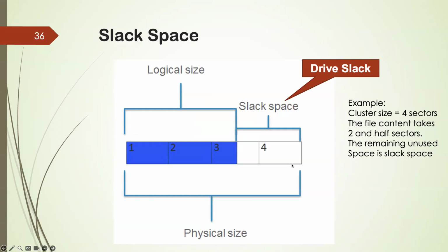This is another example. Just imagine in this particular example we have cluster size equal to 4 sectors. The minimum physical space that the file system will allocate to one file is one cluster, which is 4 sectors. Maybe the actual data of that file doesn't fill the 4 sectors completely. So you will have some empty space left within that cluster. It can be one sector, or multiple sectors empty. And this space is called drive slack, or just slack space.